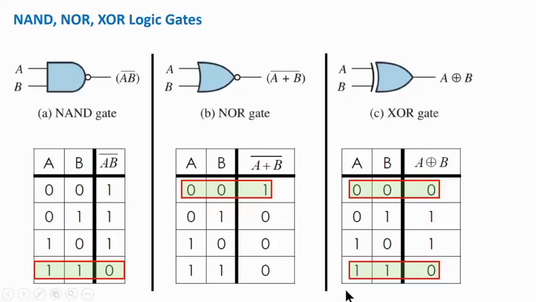So the output will be 0, off, if all the inputs are the same. If A and B are the same inputs, then it will output 0. So if both inputs are the same, the output will be 0. If one of the inputs is different, then it will produce the high output. So that's the main logic behind the XOR gate.